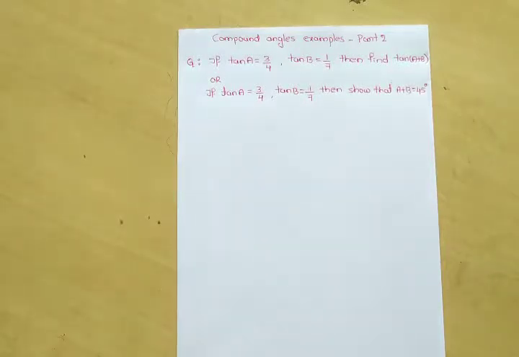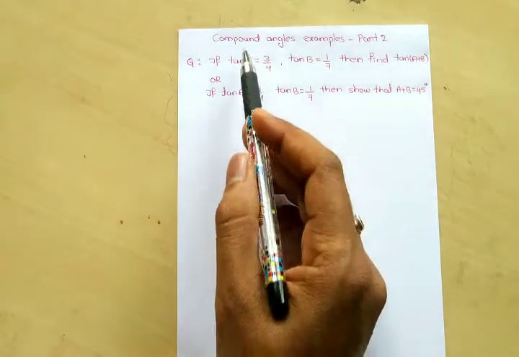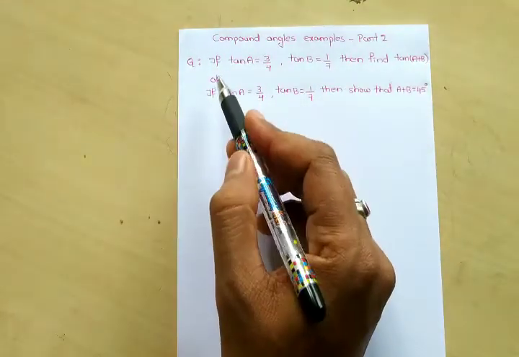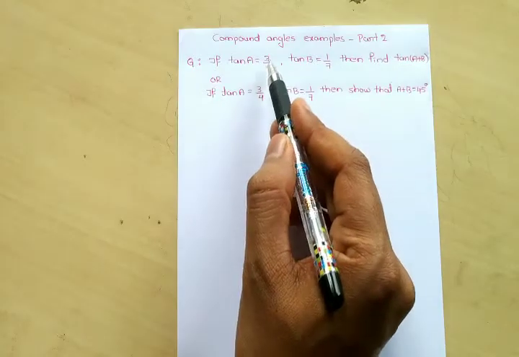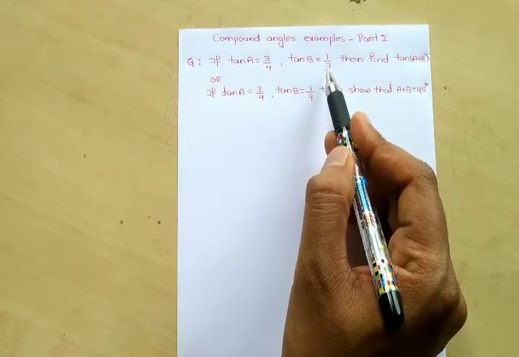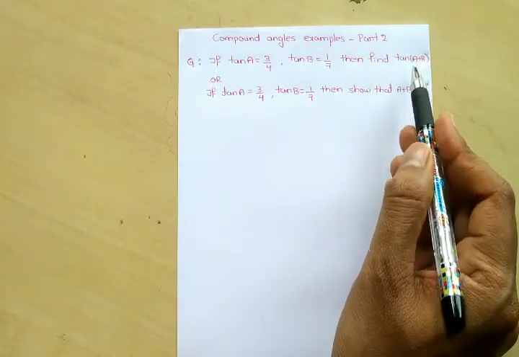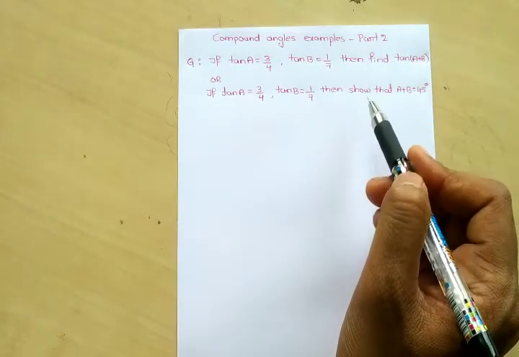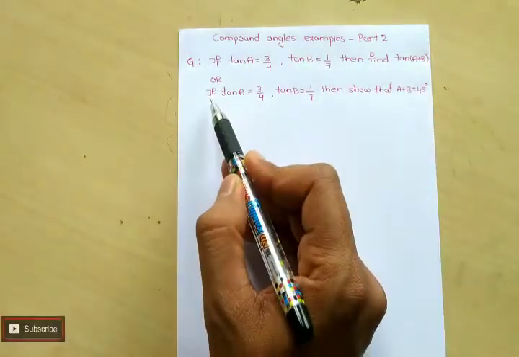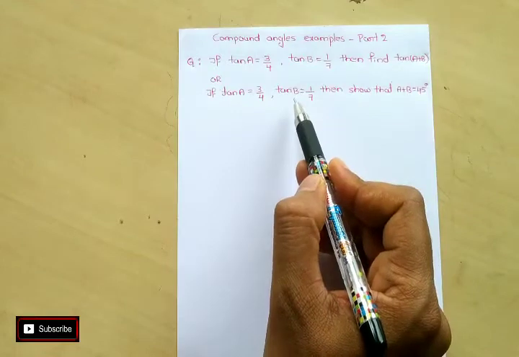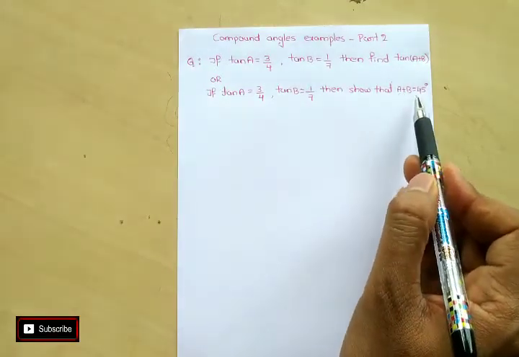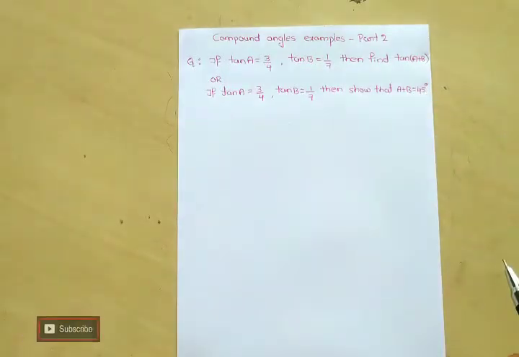Hello everyone, in this video we will see compound angles examples. The question is: if tan A is equal to 3 divided by 4, tan B is equal to 1 divided by 7, then find tan(A plus B). Otherwise, they may ask the same question like this also: if tan A is equal to 3 divided by 4, tan B is equal to 1 divided by 7, then show that A plus B is equal to 45 degrees.